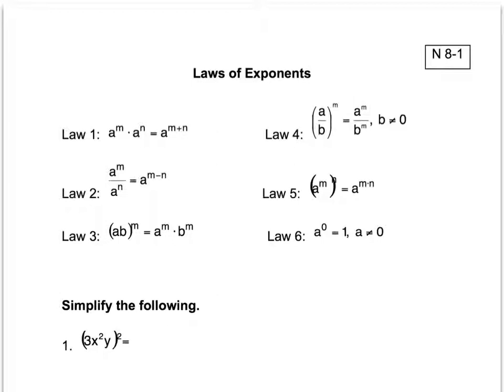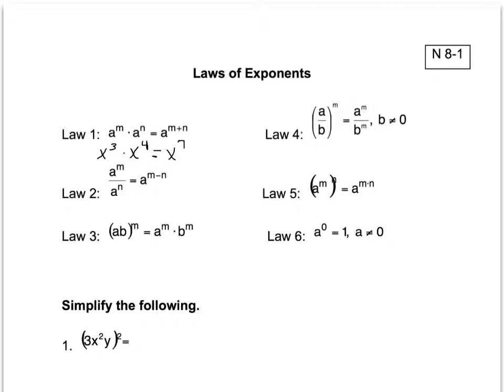I realize sometimes in variable form it's a little confusing to see everything with variables, so let me show you a quick example. If we had x to the third and we wanted to multiply that times x to the fourth, according to this rule, we would end up with the same base, which is x, but we add the exponents, and 3 plus 4 is 7.